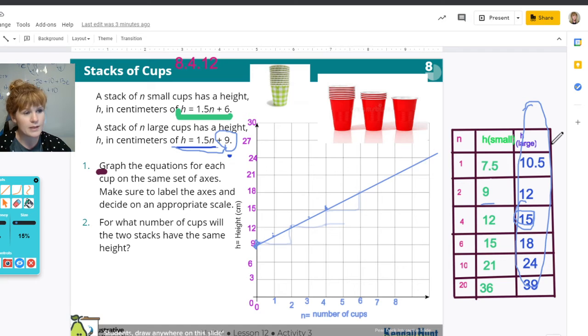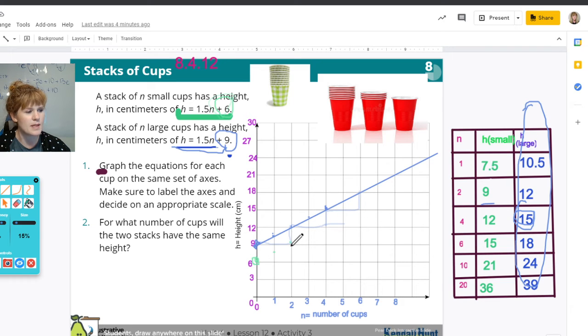It's in blue. Now I'm going to change to green and I'm going to graph the small stack of cups. So the small size cups has a y-intercept of +6. I'm going to use the same method and then I can just check it with the numbers in my table. Okay, so starting at +6, that means the y-intercept is 6. And every cup goes up half an inch. So 2 cups goes up 3, not inches, centimeters.